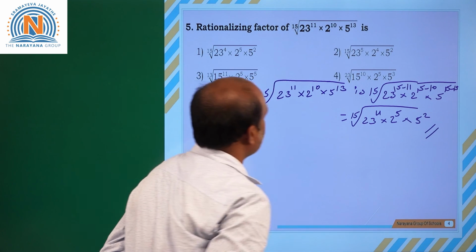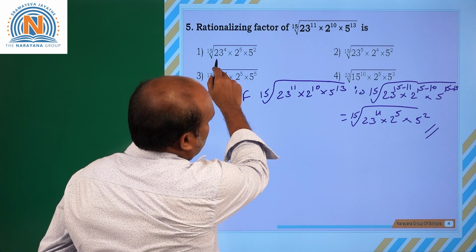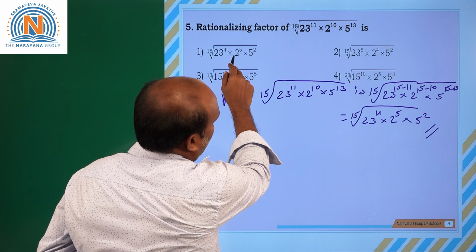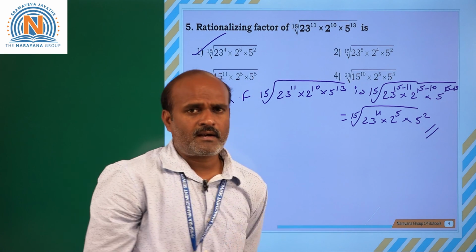This is the rationalizing factor of that one, that is 15th root of 23 whole power 4 into 2 power 5 into 5 square. Option 1 is the correct answer.